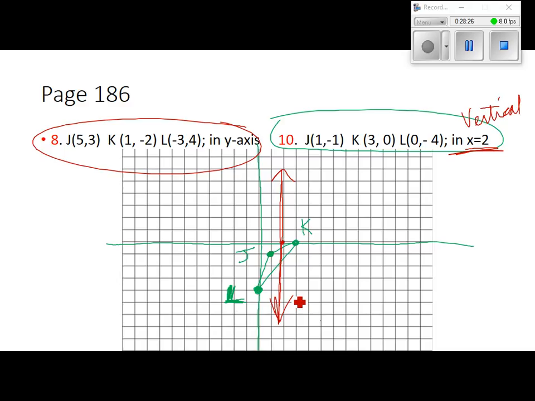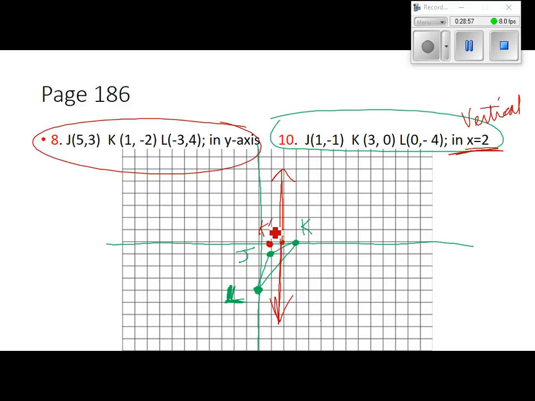Now, where a lot of you are going to get messed up: how far is K from that line? 1. Not 3, because we're not going to the y-axis. So forget the y-axis and the x-axis even there. We're just reflecting over that line. So if K is 1 space to the right, where do we want K prime to be? 1 space to the left. So we come over here 1 space, and that's going to be K prime.